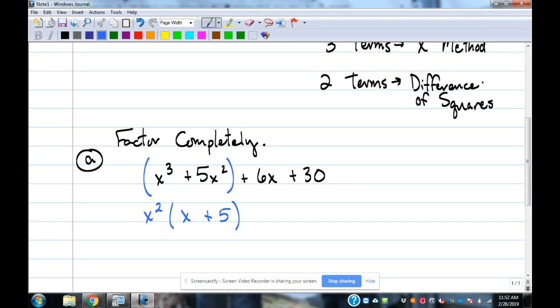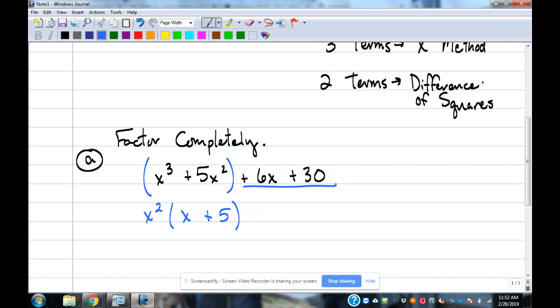The next thing to do is look at the second half. I'm just going to underline it to say I'm looking at this half now, the underlined part. We've already done the parentheses part. Let's do the underlined part. What do positive 6x and positive 30 have in common? What numbers go into those? 3 goes into both of them, and 6 goes into both of them. Which one's bigger? 6. So the greatest common factor here is going to be 6 between those two.